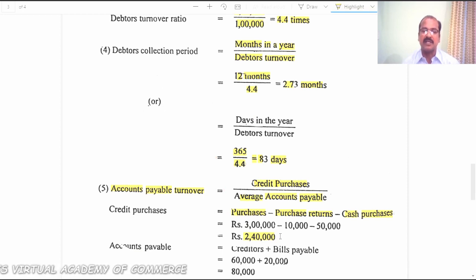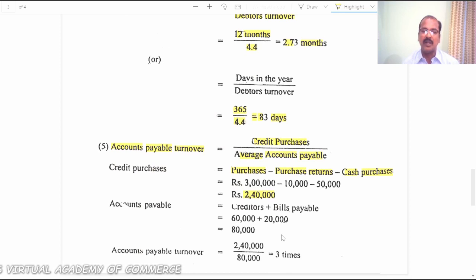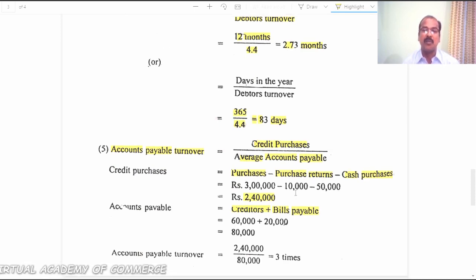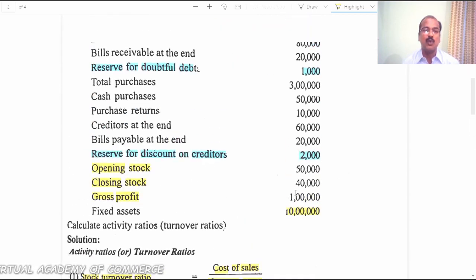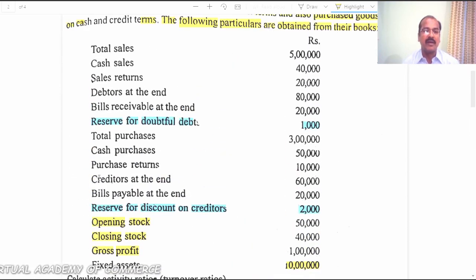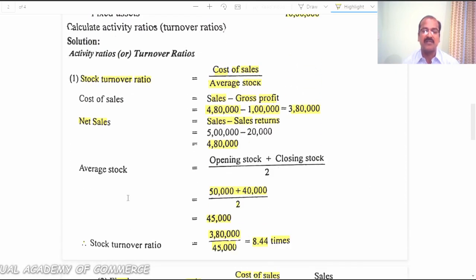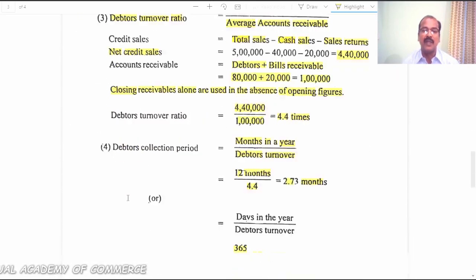In this problem it amounts to 2,40,000 rupees. Now what is accounts payable? Creditors plus bills payable will give you accounts payable. The real aspect to be used here as a denominator in the formula is average accounts payable. But if you look at the problem, you are given only the creditors at the end and bills payable at the end. Nowhere do you find the opening creditors and opening bills payable. Therefore, you can customize the formula according to the requirement.